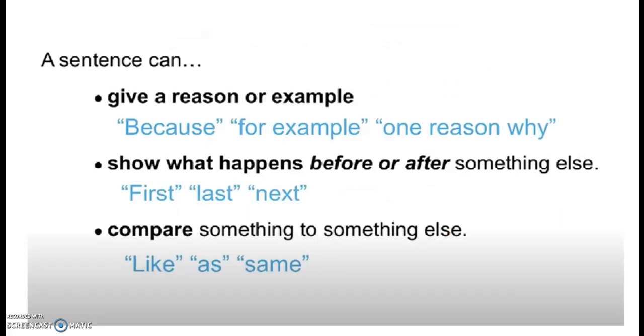Let's review. A sentence can give a reason or an example. You'll look for clue words like because, for example, or one reason why. A sentence can show what happens before or after something else. You'll look for clue words like first, last, next. Or a sentence can compare something to something else. This shows how they are the same. So you'll look for clue words like as, or same.